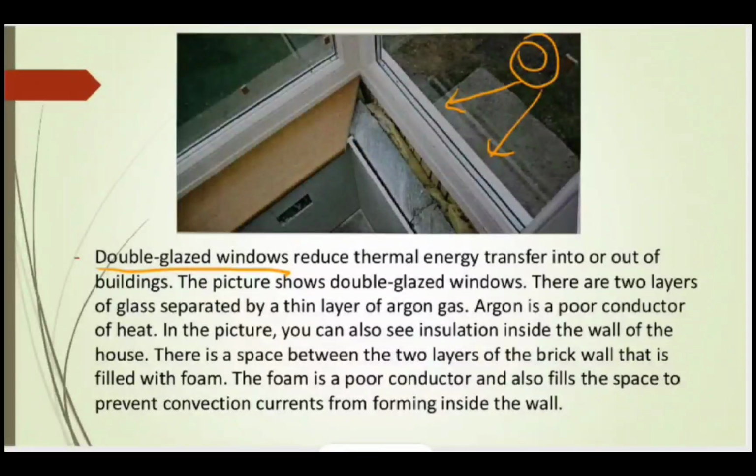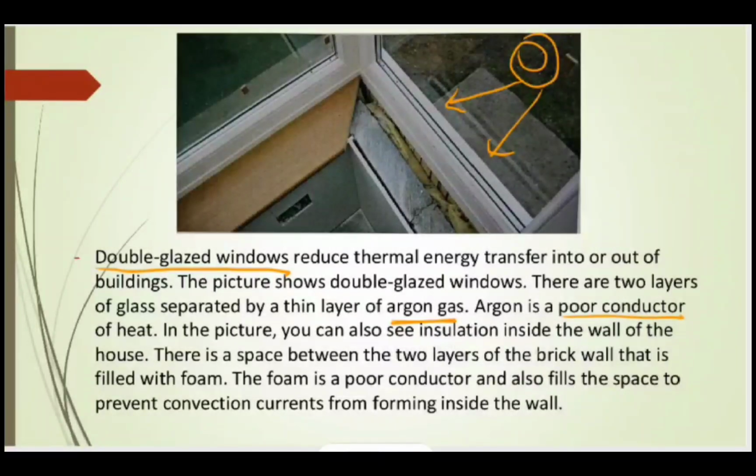There are two layers of glass separated by a thin layer of argon gas. Argon is a poor conductor. Why? Because, as we know, the outermost shell of argon is complete. It does not participate in any kind of reaction. It is inert. They don't have an electron to give out to conduct electricity, and they do not want any electron to come into them and give heat to them. So argon is a poor conductor of heat.